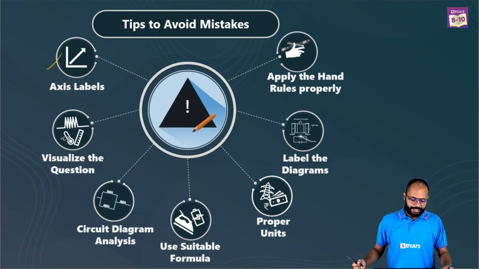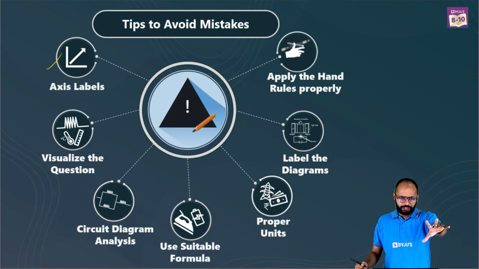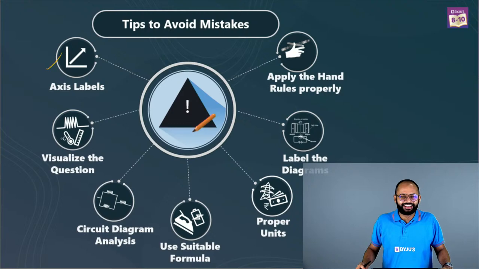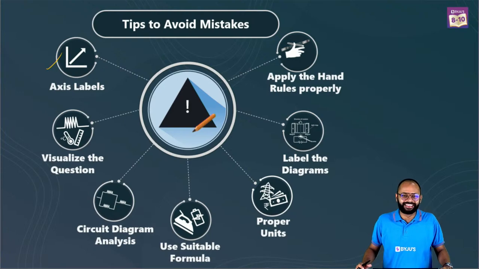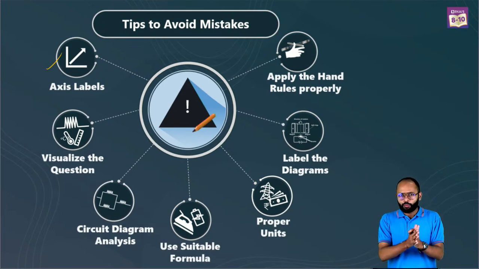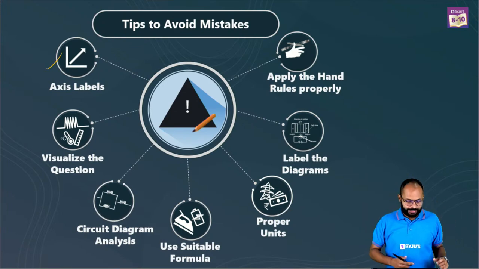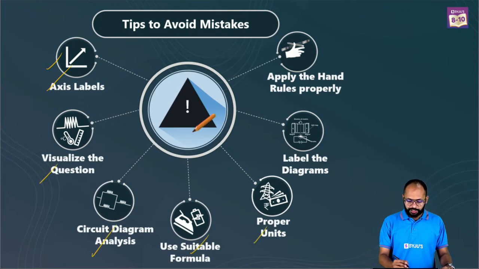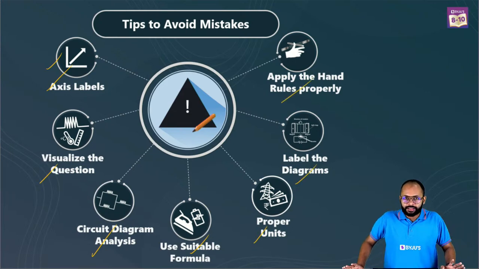Type of mistakes. I see the mistakes you mentioned were calculation and conversion. Don't worry, we have that. Apart from that, Srishti, sit at a place where you have good network. I'll tell you the different mistakes that we don't even realize: axes labels, visualizing the question, circuit diagram analysis, using suitable formulas, proper units, labeling the diagram and applying the right-hand rules properly. This is the broad categorization in which we'll work today.